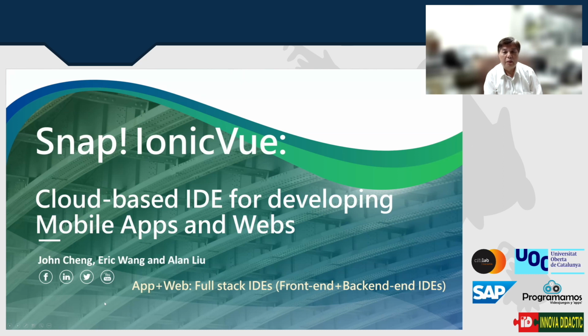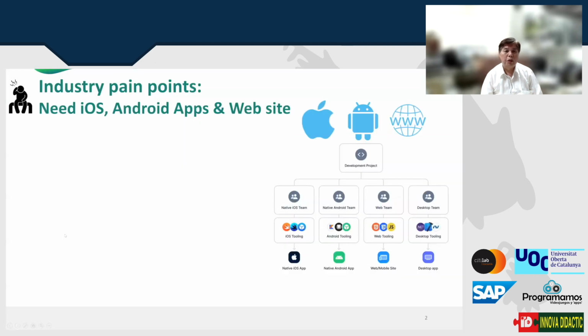Today I'm talking about Snap IonicVue, which is the cloud-based IDE for developing mobile apps and web. We look into the industry pain points. Most companies have an iOS application, an Android app, and a website too.